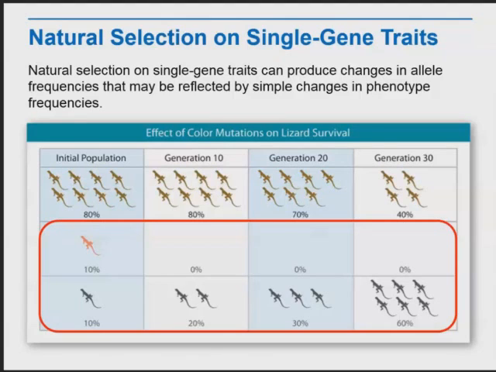So what's happened to produce the population shown in generation 30? Well, red lizards have been selected against because they are more visible to predators, while black lizards have been selected for because they can move faster and avoid predators. As a result, red lizards have been eliminated and black lizards have become more common.